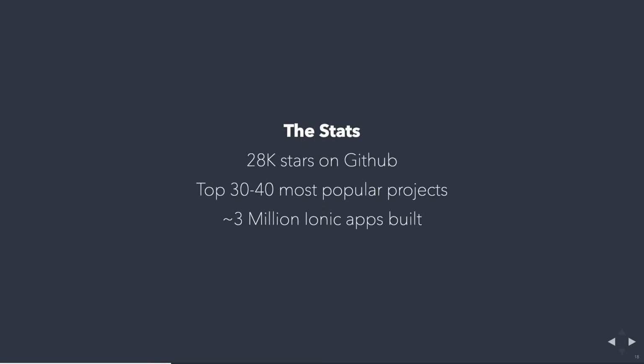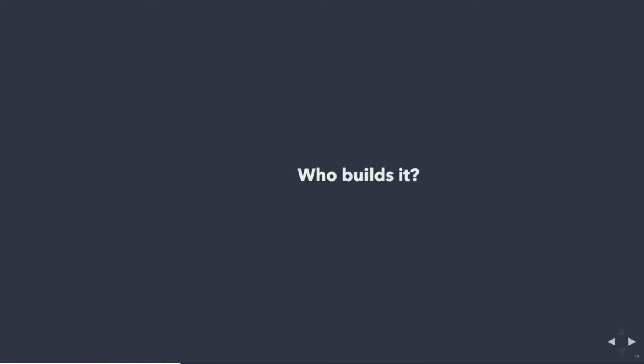So just to brag a little bit, Ionic's one of the most popular projects in the world. It's in the top 30 or 40 on GitHub. It has 28,000 stars, and 3 million apps have been built so far with Ionic.